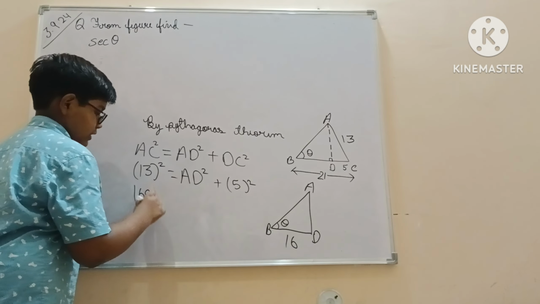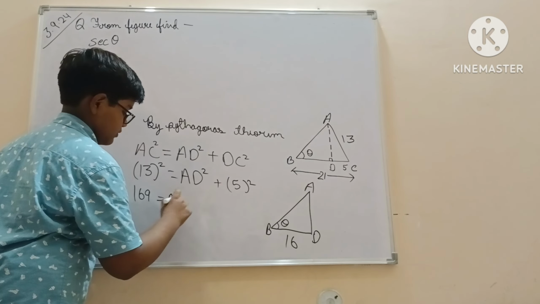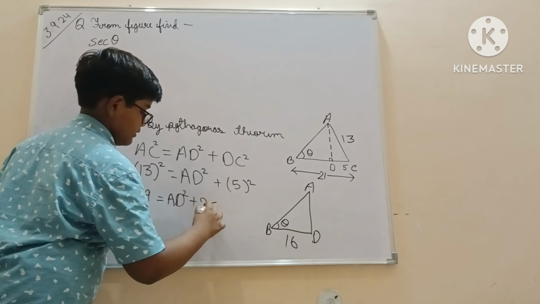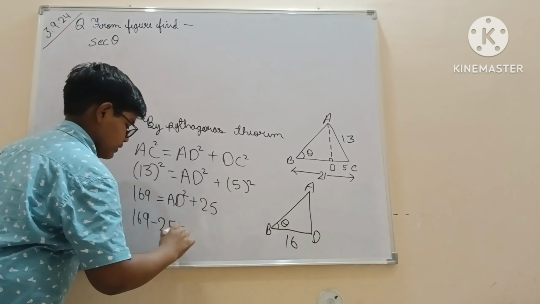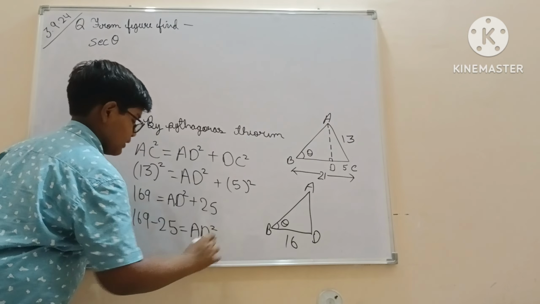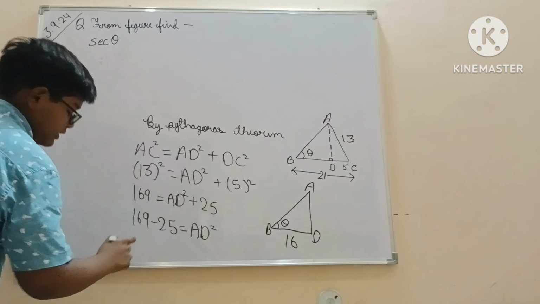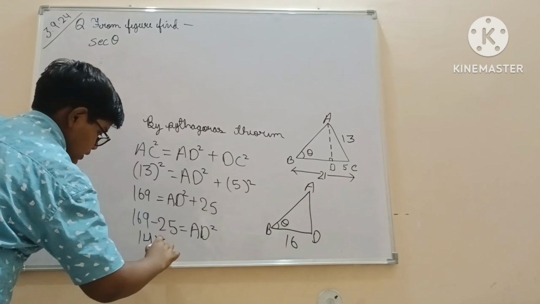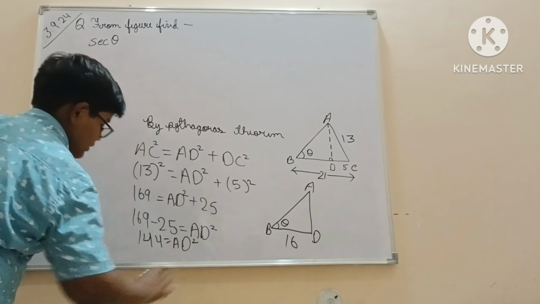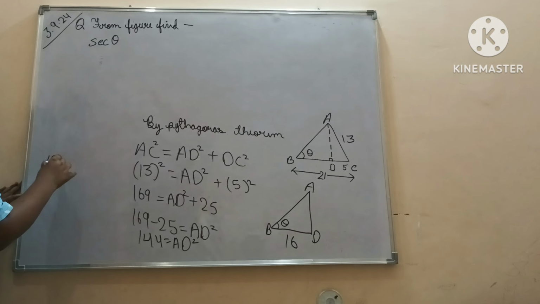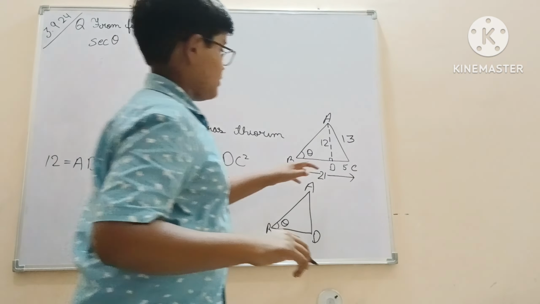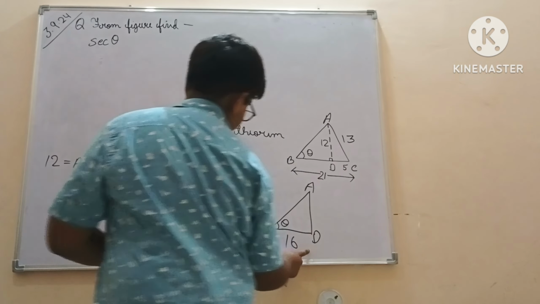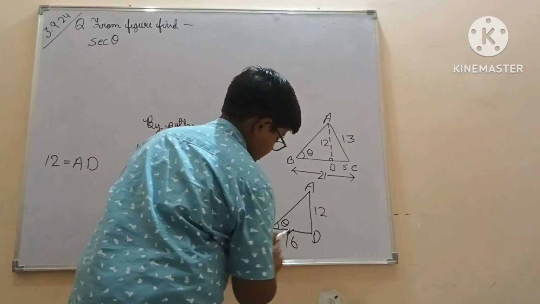Now 13 square is 169, and 5 square is 25. Now 25 will be transferred here, 169 minus 25, and it will give us the value of AD square. Now 169 subtracted by 25 will give us 144, which is AD square. Now 144 is the perfect square of 12, so 12 is our AD. Now we have found the value of two sides of this triangle, in which AD is 12 and BD is 16.